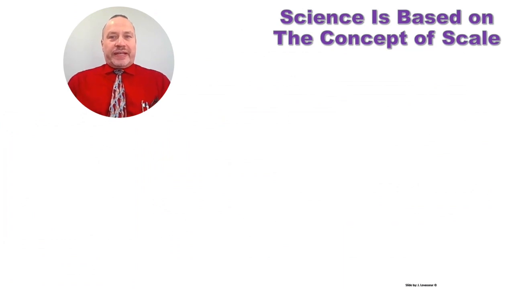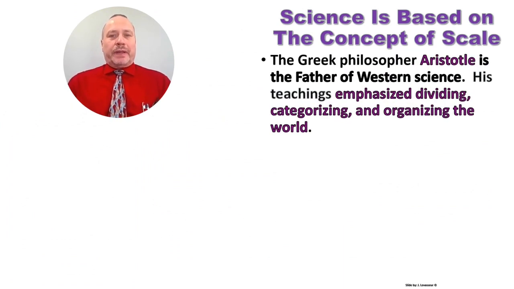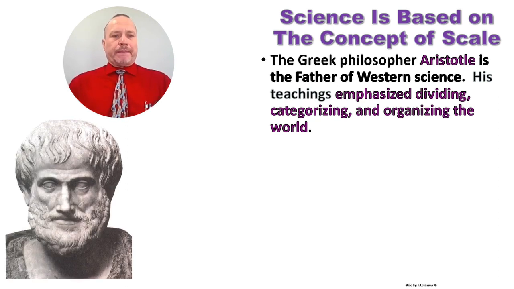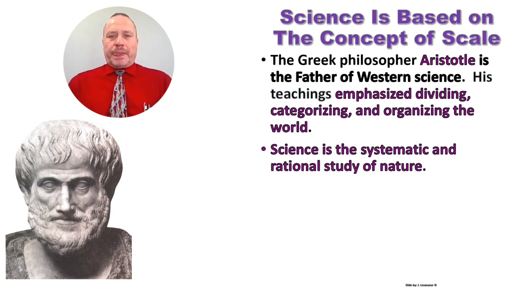So, science is based on the concept of scale. The Greek philosopher Aristotle, the father of Western science, his teachings emphasize dividing, categorizing, and organizing the world. And there's a picture of Aristotle. The technical definition of science: science is the systematic and rational study of nature. Systematic, the scientists use experiments and the scientific method. Rational, the root word of rational is ratio. Ratio means a comparison of things by dividing.